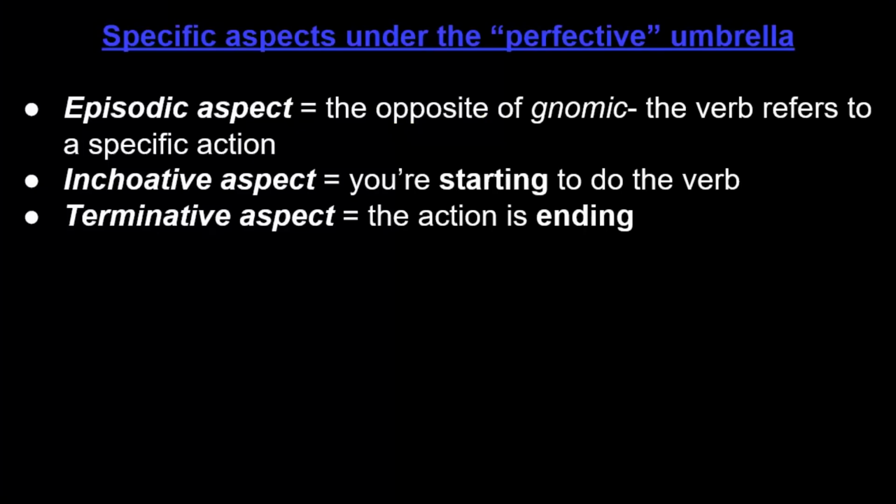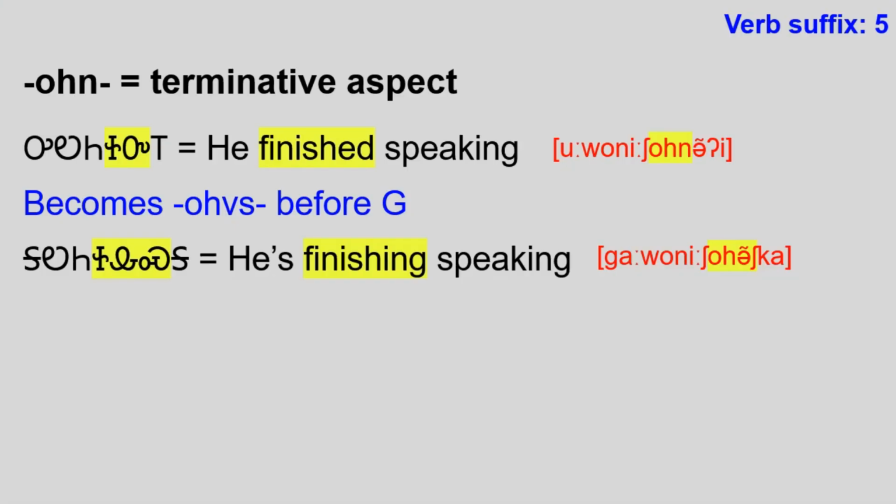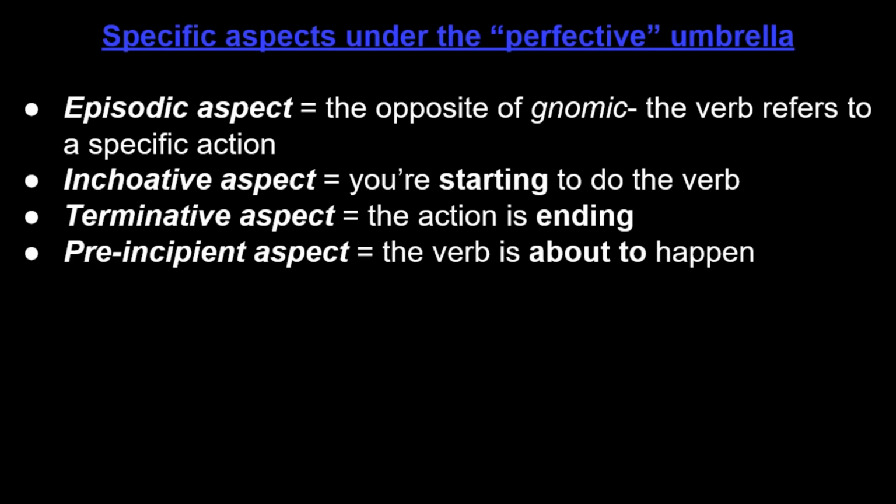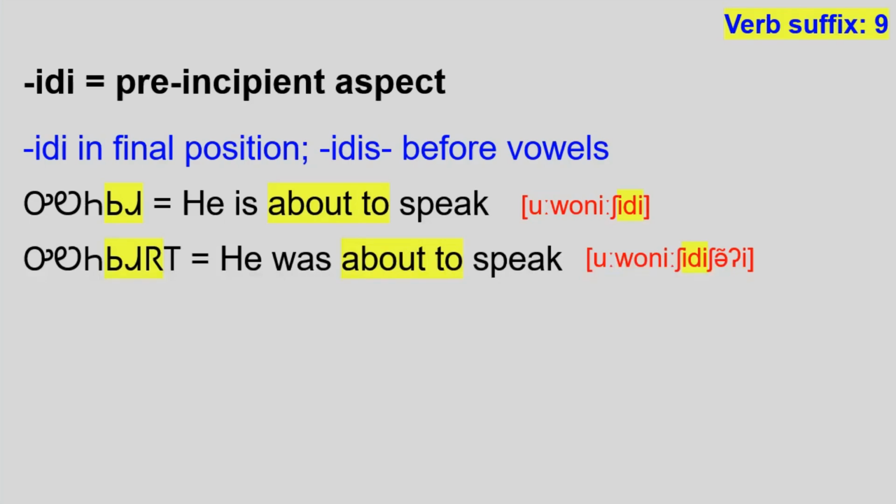Pretty cool. The opposite of the inchoative is the terminative aspect, which refers to an action ending, and it's something that, you guessed it, Cherokee has with the on suffix. There's also a pre-incipient aspect, meaning you're about to do something, which is how we express that concept in English, and Cherokee has the idi suffix for it.